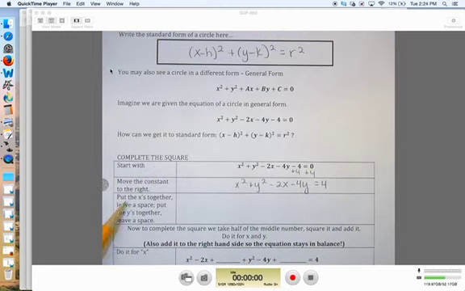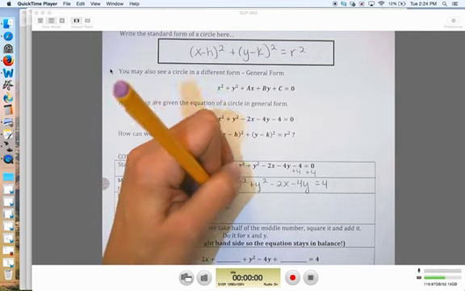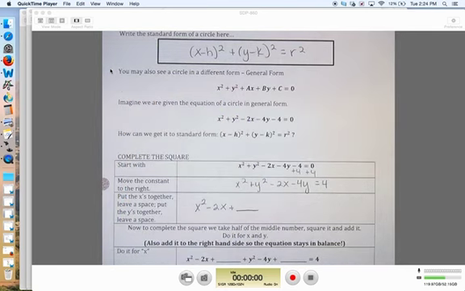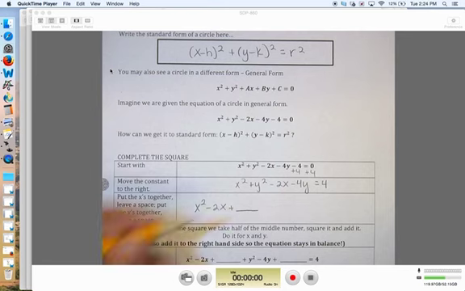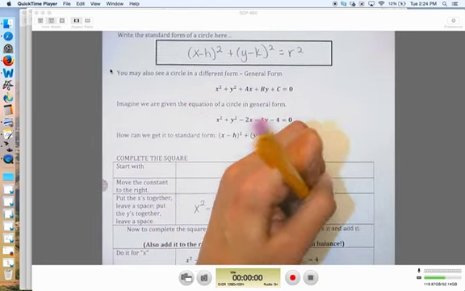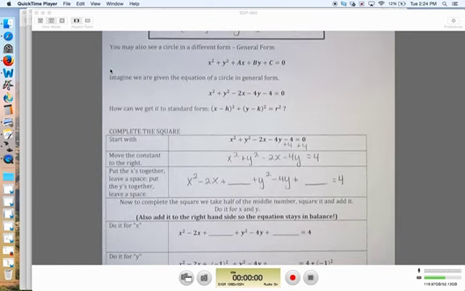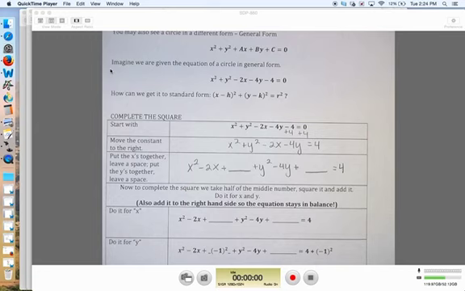Next, we're going to put the x's together and leave a space, and we're going to put the y's together and leave a space. So x squared minus 2x plus blank, and then plus y squared minus 4y plus blank equals 4. The next step is to complete the square for the x terms, and then again for the y's. And we previously learned how to complete the square.